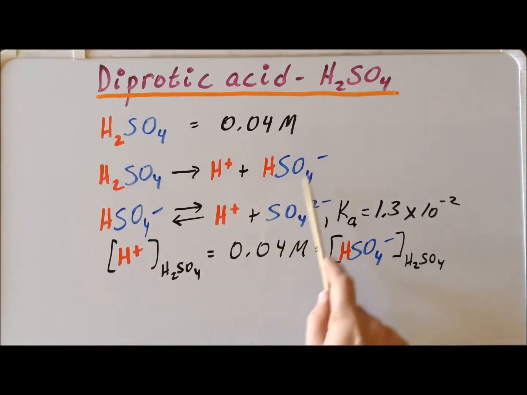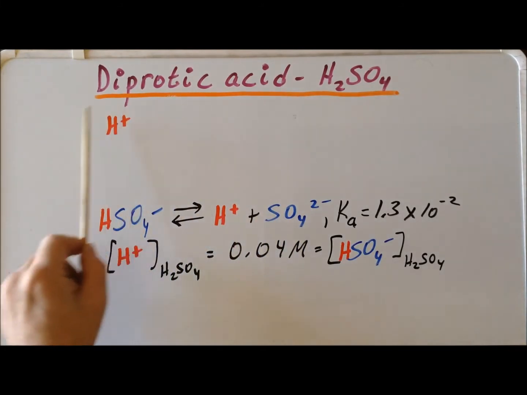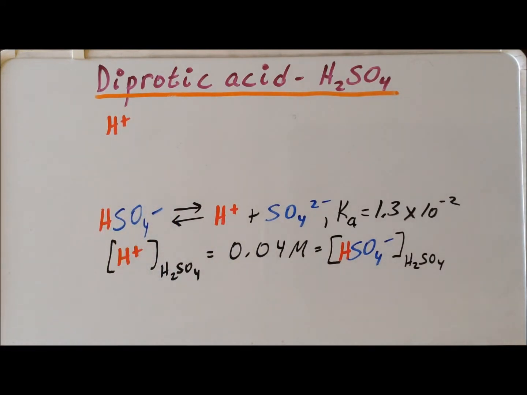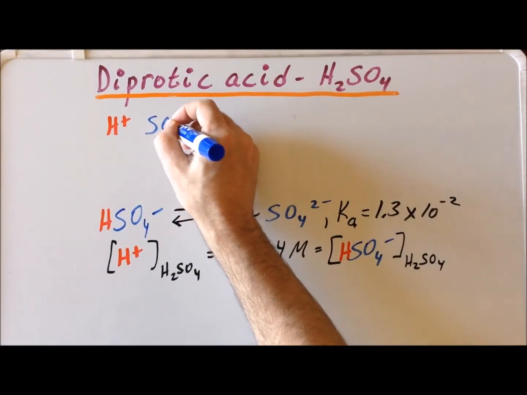Now that we've handled all the information from the first equilibrium, which essentially goes to completion, we can now erase this particular reaction and we don't have to worry about it anymore. Next, we want to write out the equilibrium constant expression for this second step, and recall that the products go in the numerator, the reactants go in the denominator of the equilibrium constant expression.